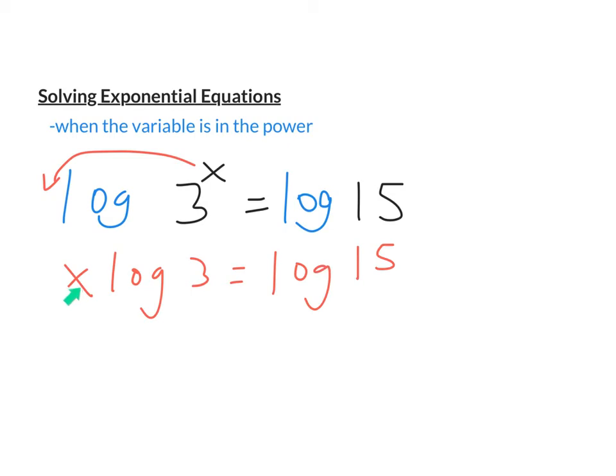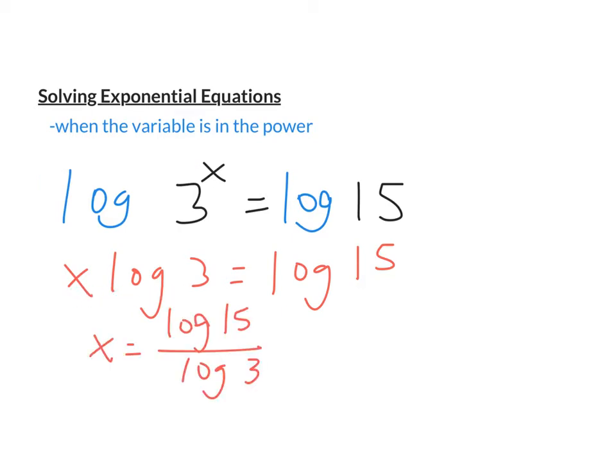All I need to do now, since I'm trying to solve for x, is get the x by itself. And since x is being multiplied by log 3, we just divide both sides by log 3, and then they cancel out. On this side, the log 3 will cancel, and what's left is log 15 over log 3. So that you type in your calculator.